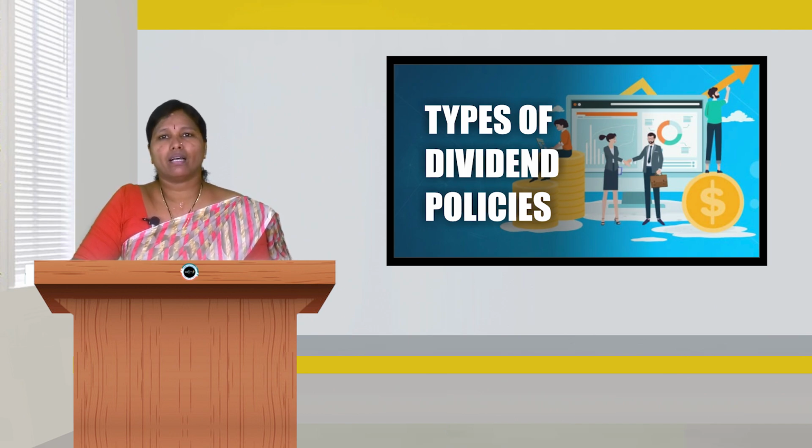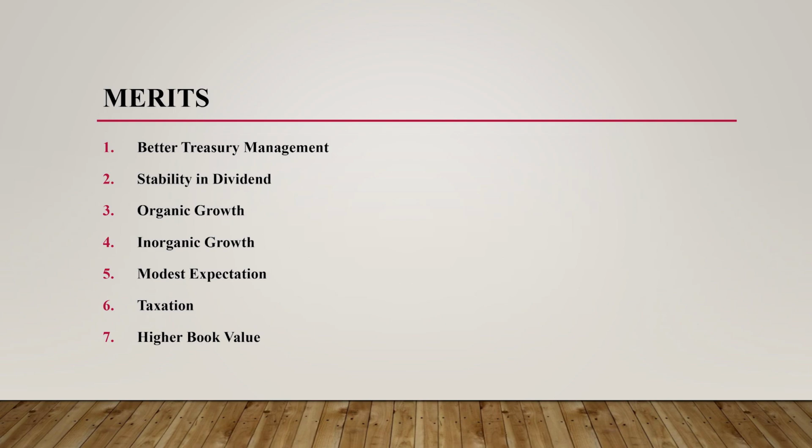The third merit, that is organic growth. The expanding market or demand for products will necessitate increasing the production capacity. The expansion naturally requires more capital expenditure, which can be funded out of build-up reserves. So that is one of the important merits of conservative dividend policy.